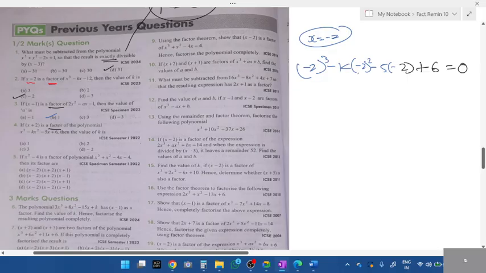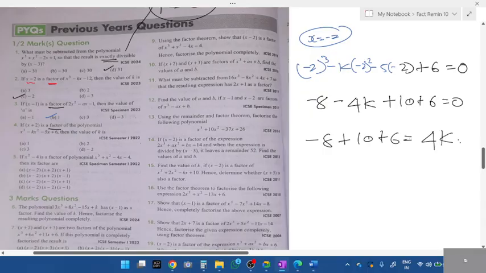Fifth one, I'll explain. What's the value for this? Minus 2 cube, we get minus 8. Then minus 8 plus 10 plus 6. First arrange and take minus 4k as plus 4k. 10 plus 6 is 16. 16 minus 8 is 8, students.